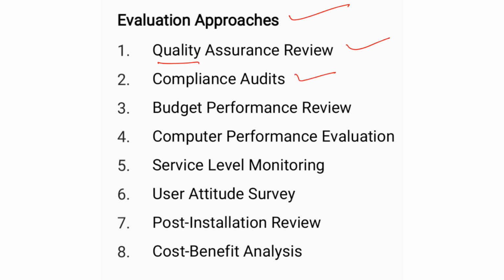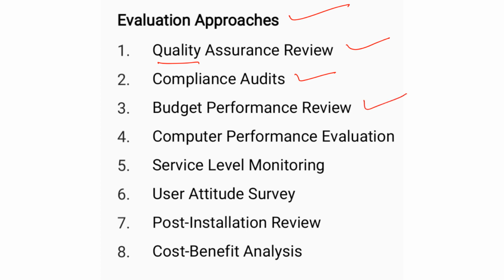Second is compliance audits. Compliance audits are application control reviews that assess the adequacy and completeness of controls for the system input, output, processing, security and access. Compliance audits are typically performed by an autonomous internal audit function or by other organizations mainly for this evaluation purpose. They will come and assess your organization's information system, and then they will provide a report on whether your information systems are up to the mark. So this one is compliance audit.